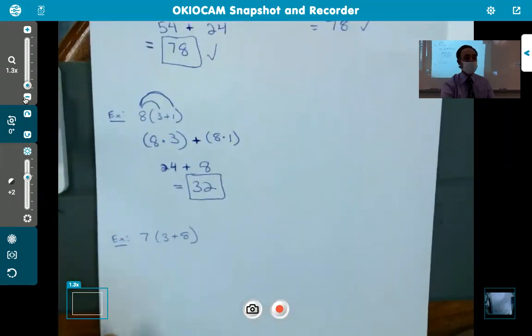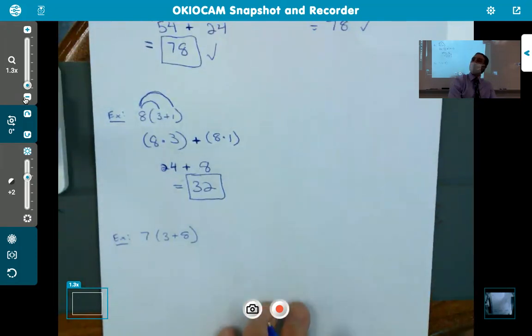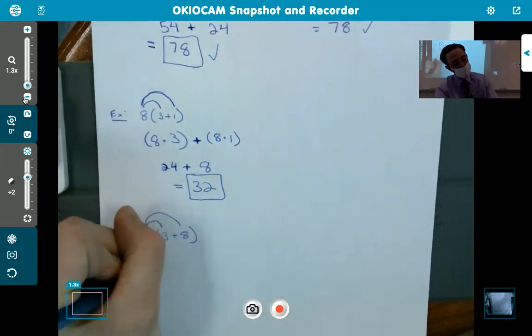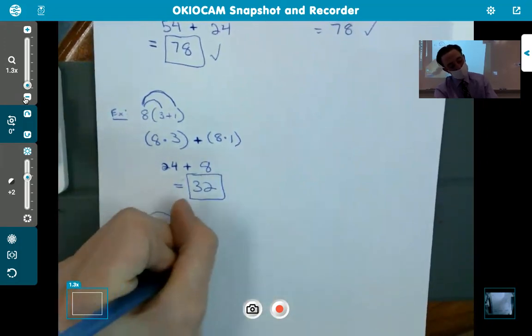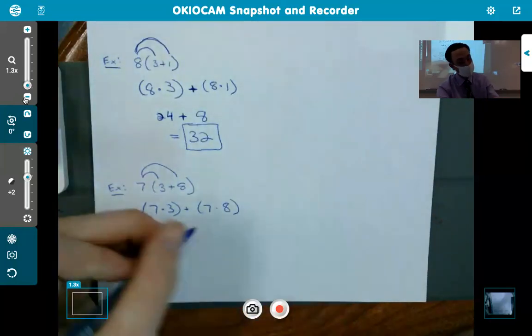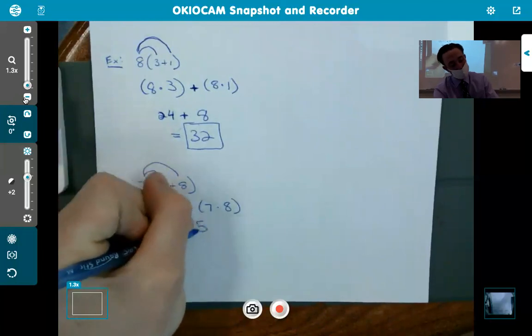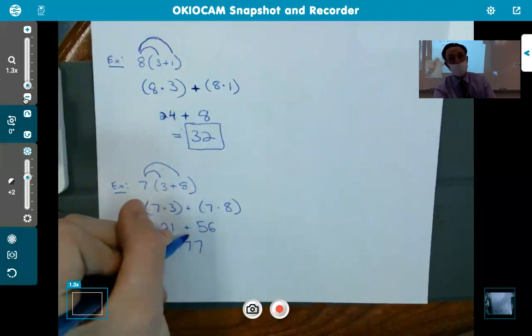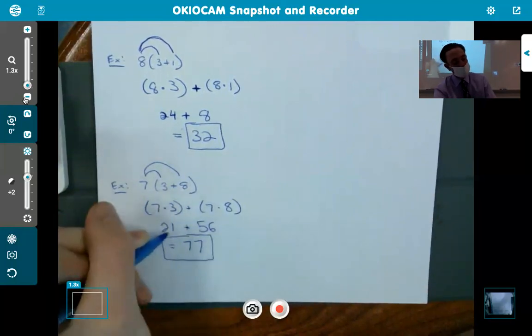Last example for today, because hopefully by now we're starting to see the pattern in what we're doing here. What do I have to do in this example? Distribute, right? Okay, but what does that mean? Let's hear from somebody different. Jason? 7, 3, and 7, 8. Good. So then what's 7 times 3? 21. What's 7 times 8? 56. And what's 56 plus 21?